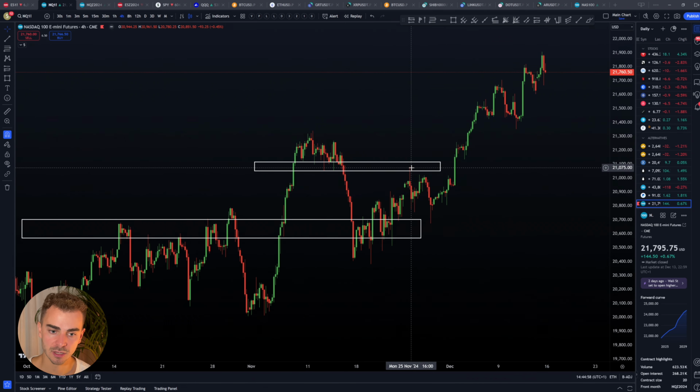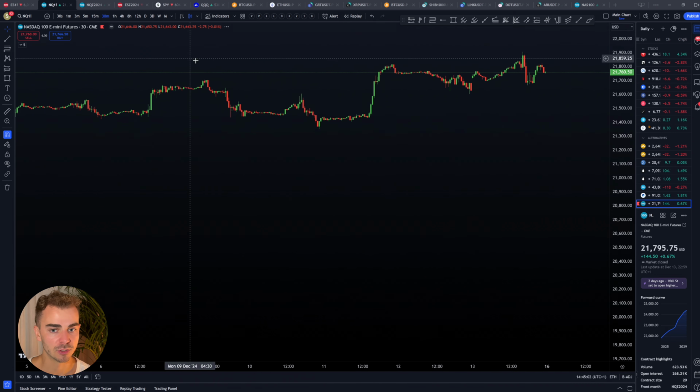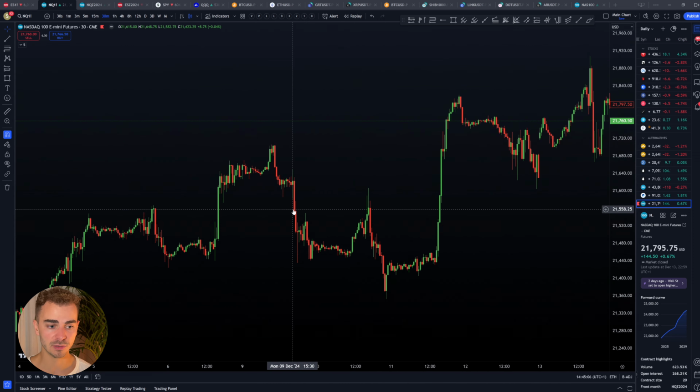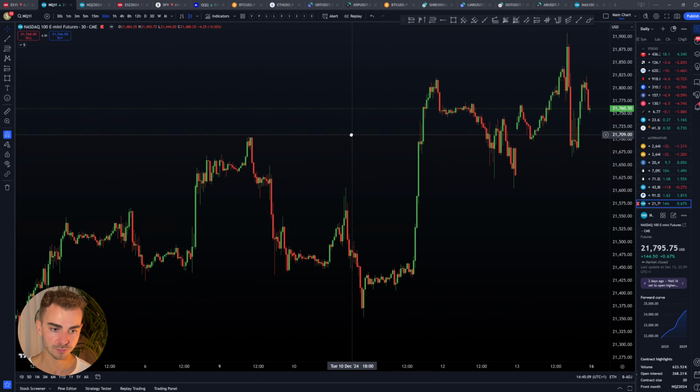So we can see previous demand flipped into supply. But now let's have a look at this on the lower time frames and see how well this is respected even on lower time frames. Here we have a great example on Nasdaq.